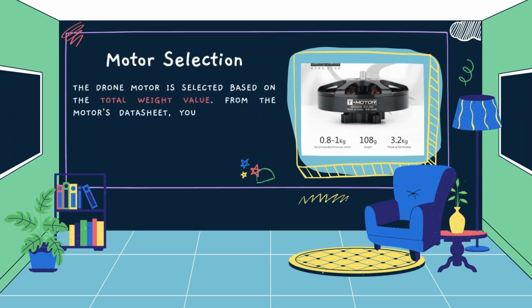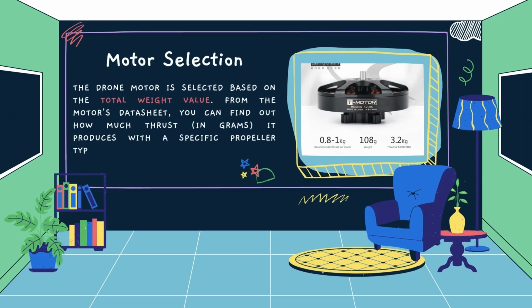The drone motor is selected based on the total weight value. According to the data provided in the motor's datasheet, you can find out how much thrust is generated with which propeller type, at what voltage, and with what current. Other factors to consider when selecting a drone motor are efficiency and kV values. We have mentioned these before.